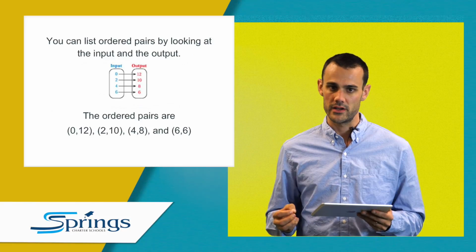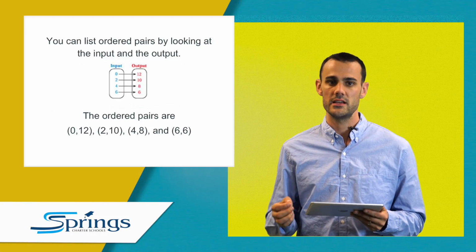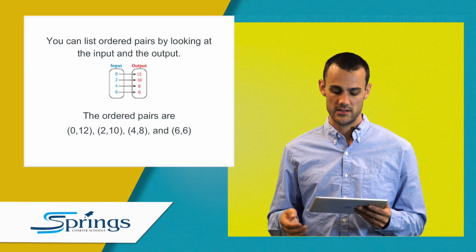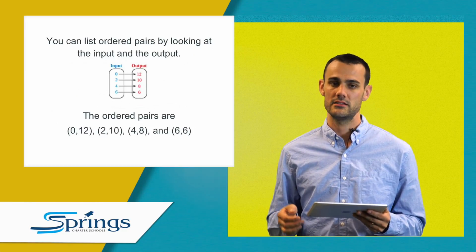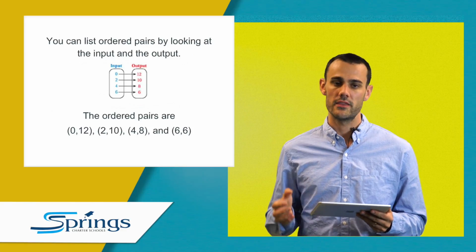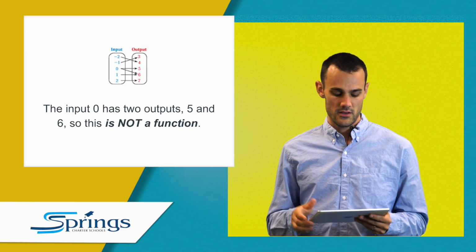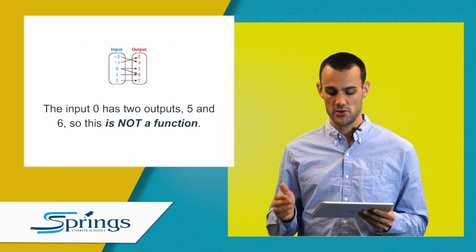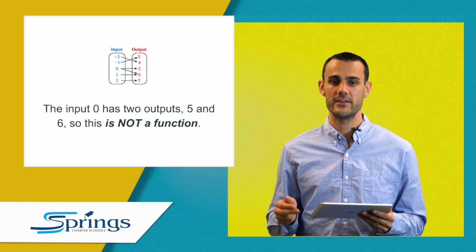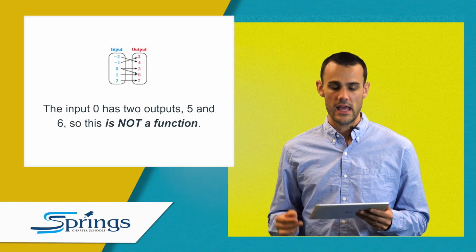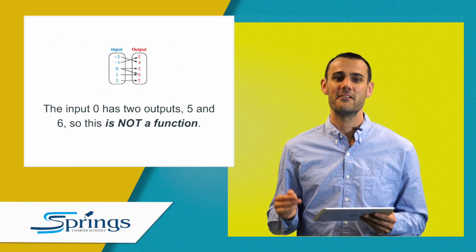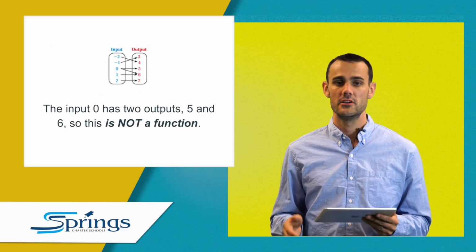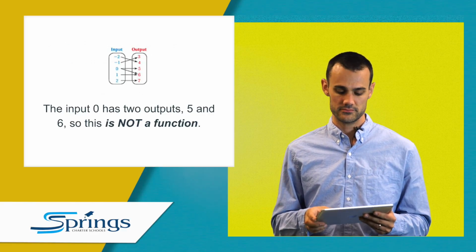Now I got these ordered pairs, these coordinates, based on what I see here on my input and output chart. Input has values of 0, 2, 4, and 6, and output has values of 12, 10, 8, and 6. And so I pull that information out, and that's how I made my coordinates. Something you should know, though, is that the input 0 here on this input-output chart has two outputs. It actually shows the numbers 5 and 6 if you're looking at those arrows. And when you see this, you should know that this is not a function. When you see that an input has two outputs, that means that it's not a function.